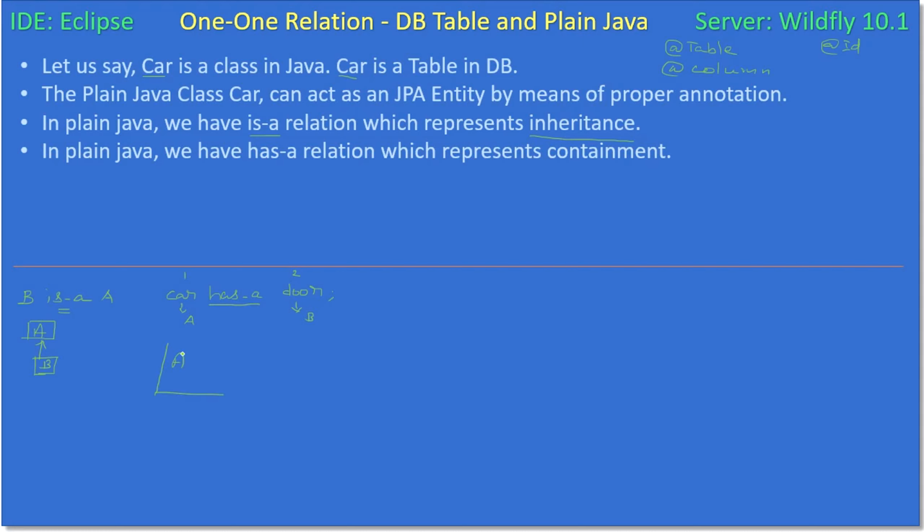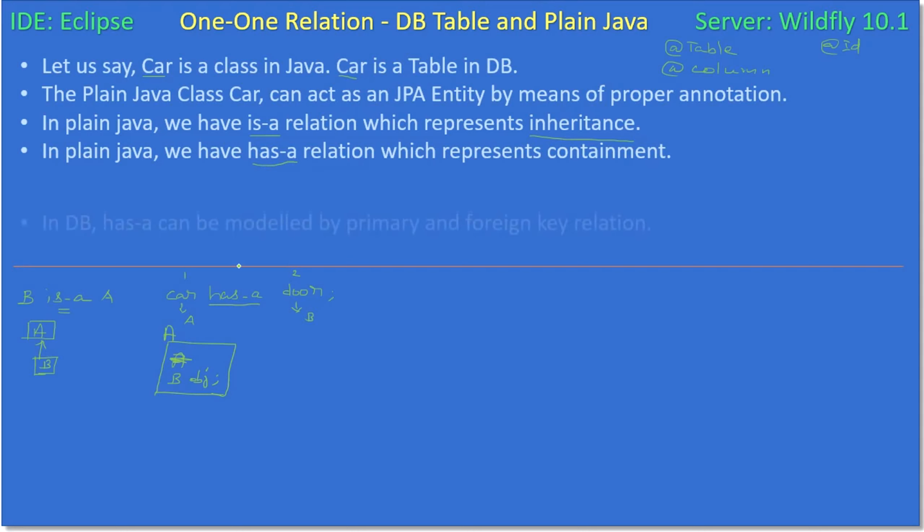So the class instance A contains instance B, right? A contains object B. A has a B. So this is what is called a has-a relation in plain Java, containment.